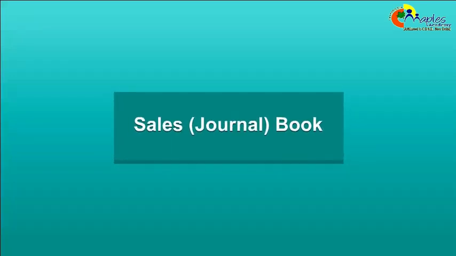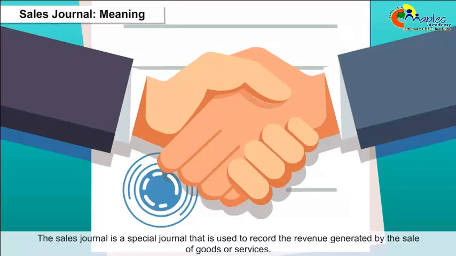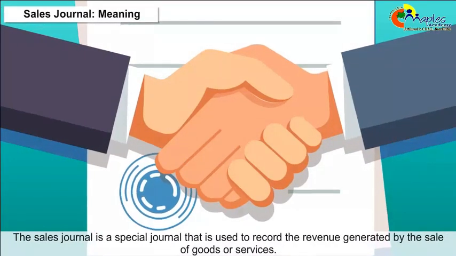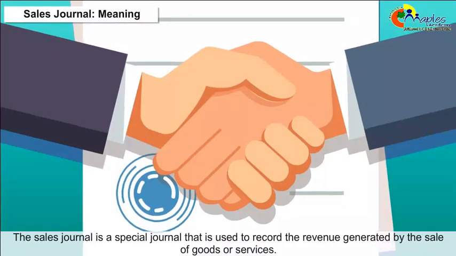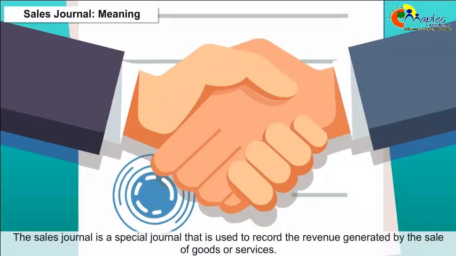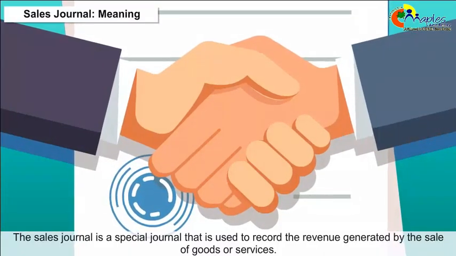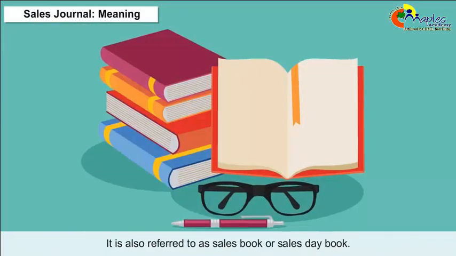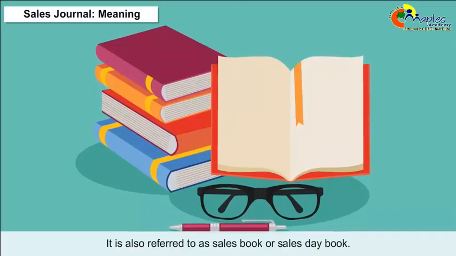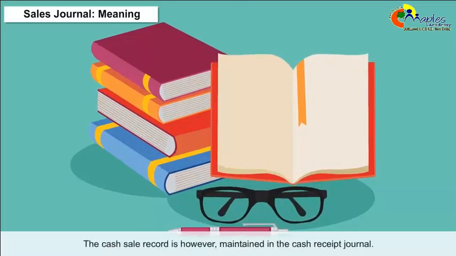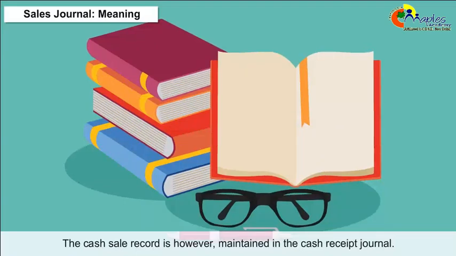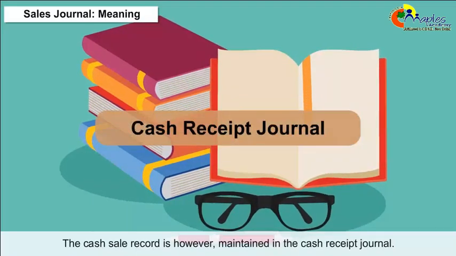Sales journal book. The sales journal is a special journal that is used to record the revenue generated by the sales of goods or services. It is also referred to as the sales book or sales day book. The cash sale record is, however, maintained in the cash receipt journal.